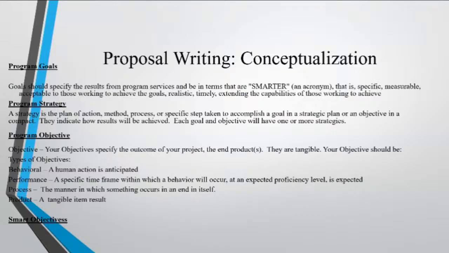The second part of this is program strategy. A strategy is the plan of action, method, or process, or specific step taken to accomplish your goal. Next, program objectives. Program objectives specify the outcome of your project. You could say it's the end result that you're trying to bring about. They are tangible.